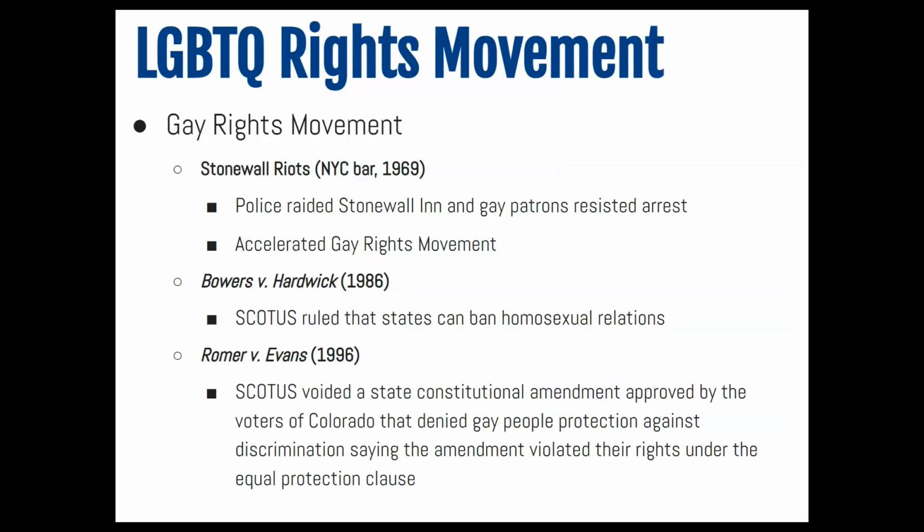Now, in 1986, a Supreme Court case, Bowers v. Hardwick, actually ruled that states could ban relationships between gay individuals, and that was the working rule for another 10 years. However, in the case of Romer v. Evans in 1996, we see an expansion, that perhaps LGBTQ plus individuals have the same rights as straight individuals do. In this case, the Supreme Court actually voided a state constitutional amendment that had been approved by voters that denied gay people protection against discrimination, saying that that amendment violated the rights of gay individuals under the Equal Protection Clause of the 14th Amendment. So through this ruling, the Supreme Court made it clear that LGBTQ individuals have the same right to seek government protection from discrimination as any other group of people.